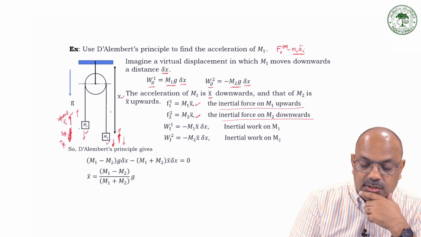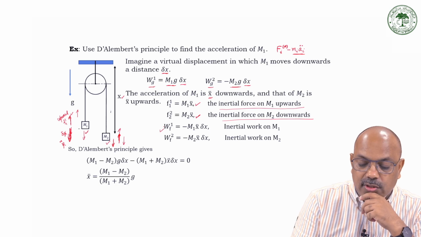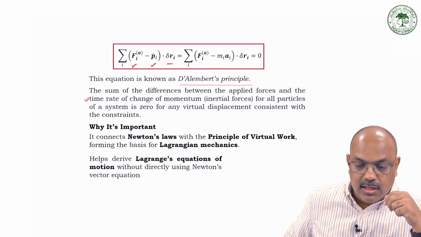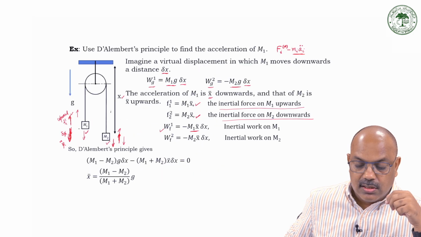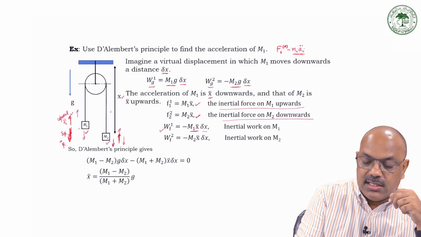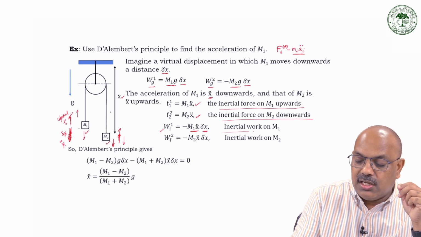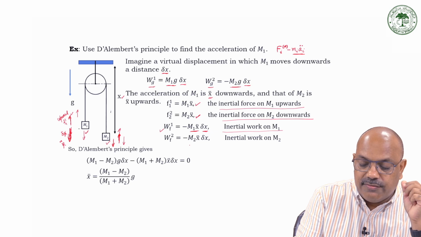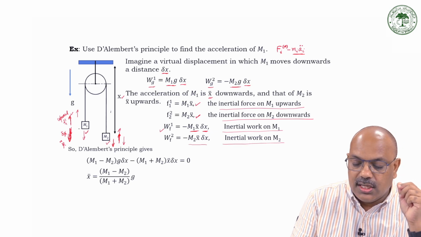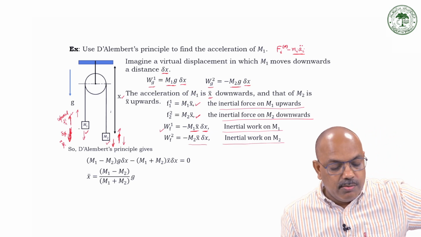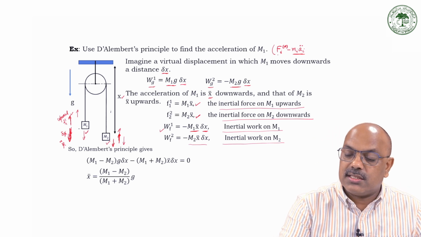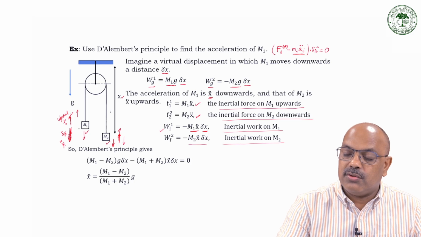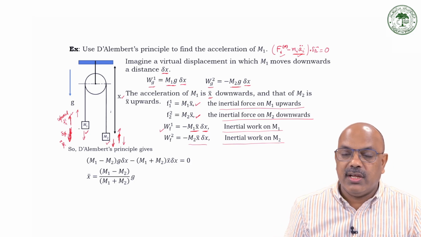And then the work done by these inertial forces is going to be the force times delta x. So this is the inertial work on m1, because the work is done by the inertial forces, and this is the inertial work on m2. Now use D'Alembert's principle, that the total virtual work delta W is going to be 0. So the applied forces and the sum of the inertial forces.